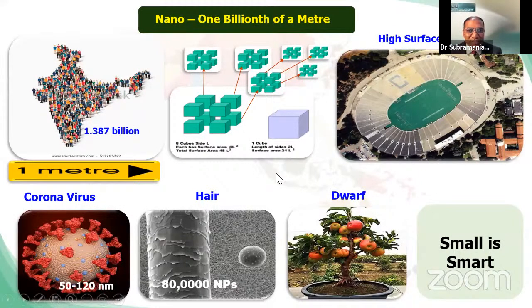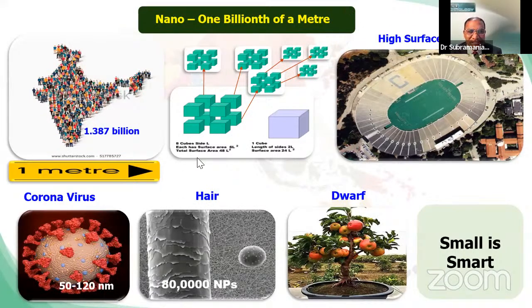And as many mentioned, nano refers to one billionth of a meter. For a common man to understand what is nano, I always refer to the Indian population. India has 1.38 billion people at this time, that is, 138 crore. We queue them in one meter length. Each Indian is the size of a nanoparticle.